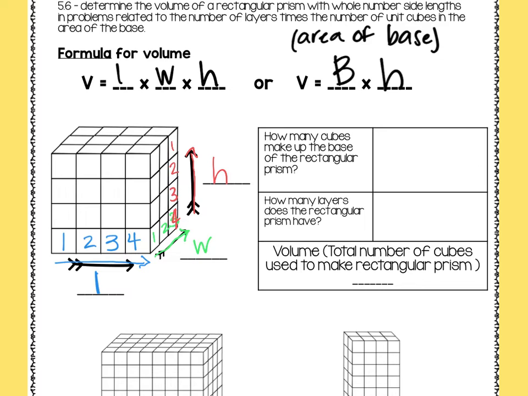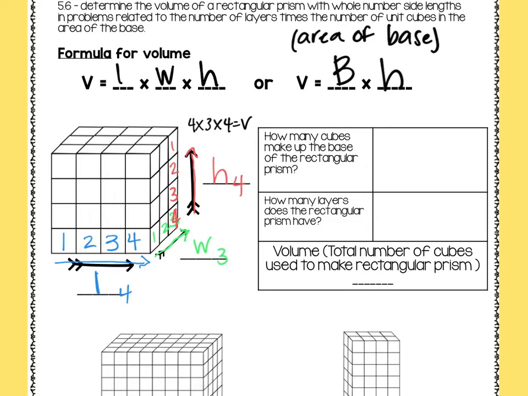And now I can use this to find my volume because I have 4 times 3 times 4. So I'm going to do my volume formula, which would be 4 times 3 times 4.